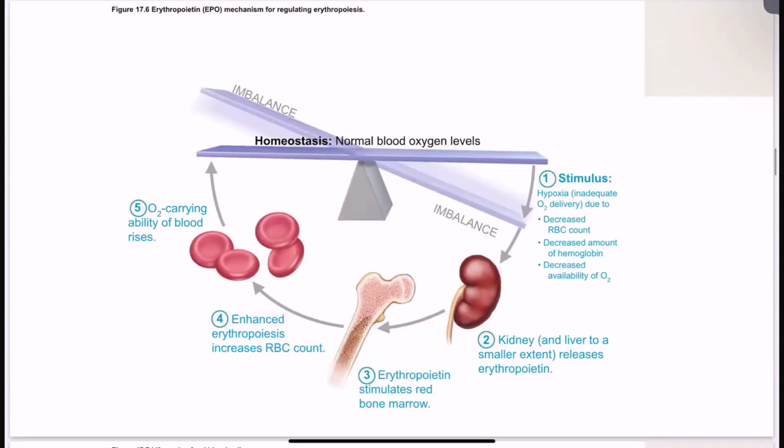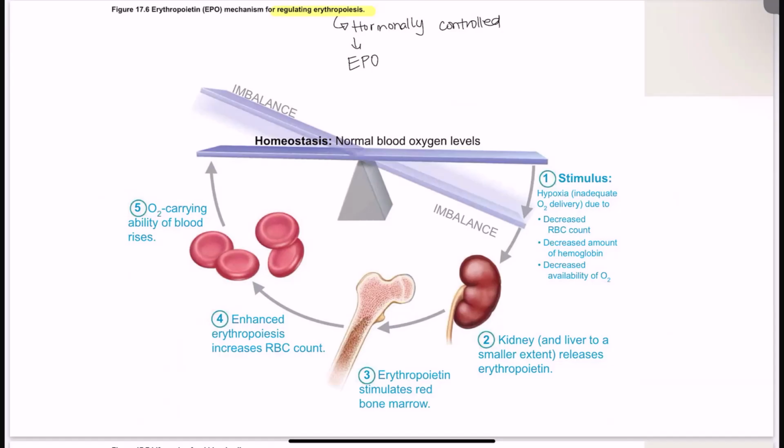Okay. So how is erythropoiesis maintained? This figure is about regulating erythropoiesis. How is that done? Through homeostatic mechanisms. And we have the same 5 steps we've been talking about. And the punchline here is that it's hormonally controlled. That hormone is called erythropoietin, or EPO.